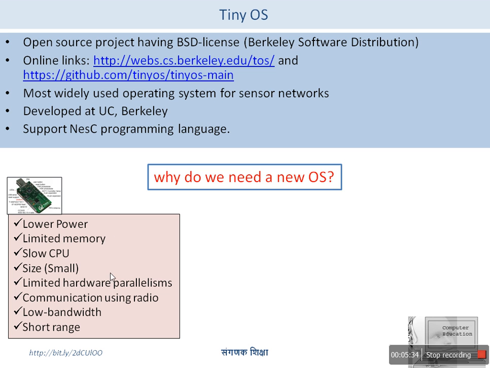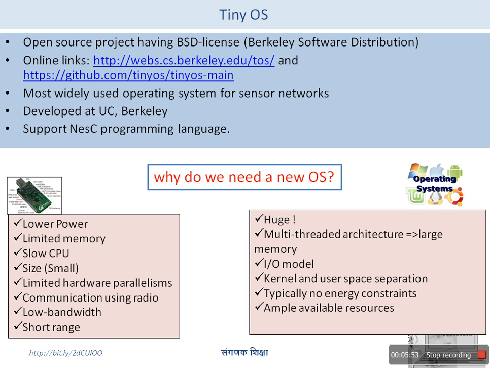Now, with these constraints, we cannot have a traditional operating system which works on a multi-threading architecture, and multi-threading architecture requires more memory as well as CPU capability. So, keeping these constraints in mind, traditional operating systems do not work. They are huge, follow multi-threaded architectures, require large memory, have an input-output model, have kernel and user space separation, have no energy constraints, and have ample available resources.